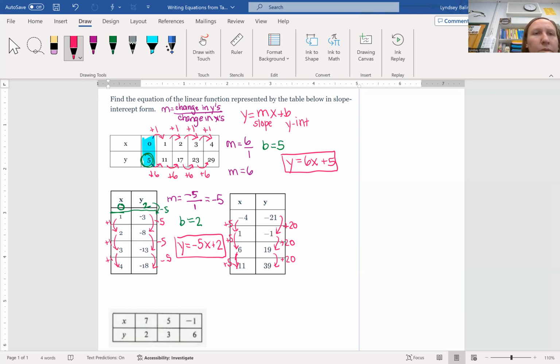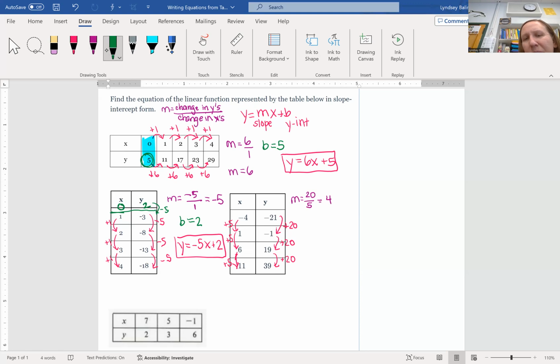Okay, so for slope, change in y's over change in x's, we get 20 over 5, which means our slope is 4. Remember, we're just taking the change in the y's on the right-hand side, because that's our y column, over the change in x's, which was our change on the left-hand side. Okay, but now we need the b.